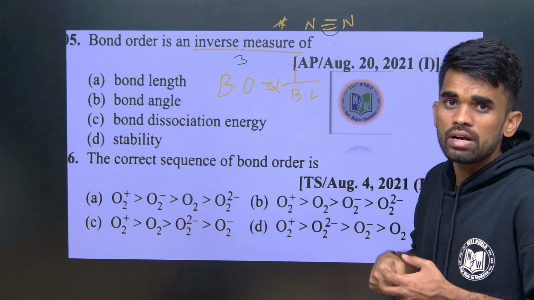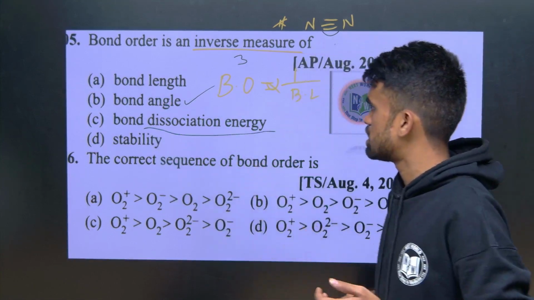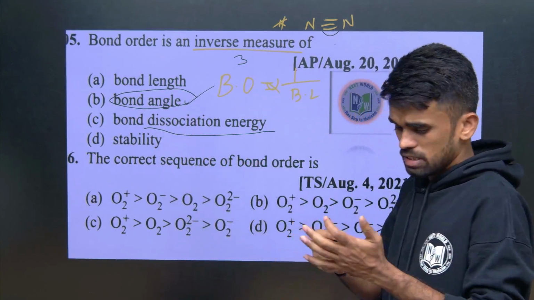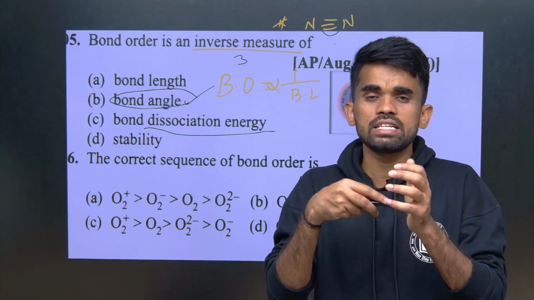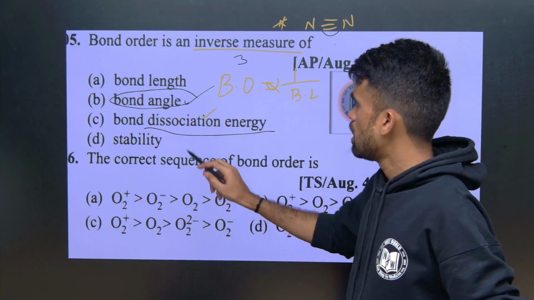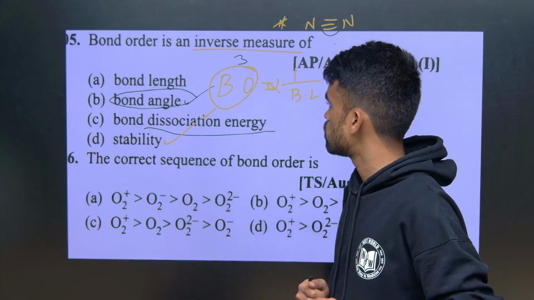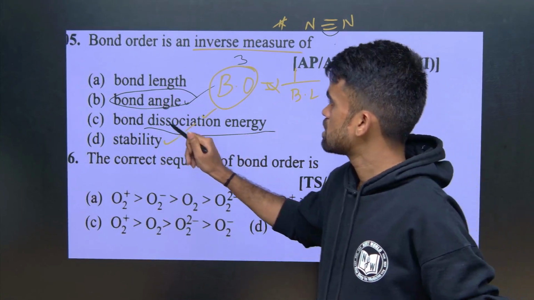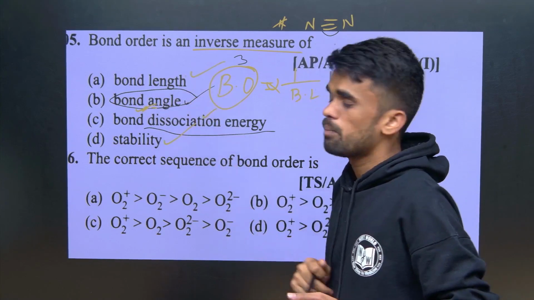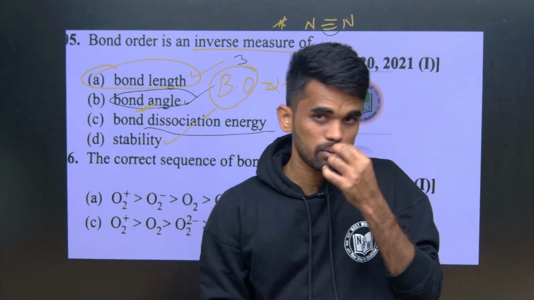Whereas if bond order increases, bond angle also increases, you can remember that. And bond dissociation energy, this is a general statement I am saying, not all the time. The more the number of bonds, the more energy is required to break them, right? So more bond order, more bond dissociation energy, this is directly proportional, and the more the bond order, the more the stability of that particular molecule, so this is also directly proportional. The only inverse measure is with the bond length, not bond angle. So option 1 will be your answer. Okay, hope it is clear how we are able to do this, right?